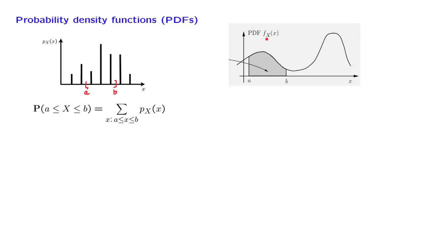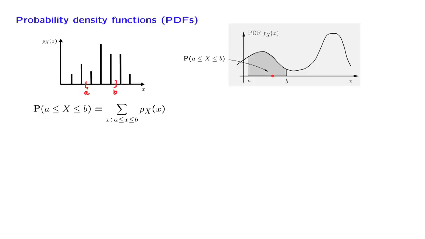We use the probability density function to calculate the probability that X lies in a certain interval, let's say the interval from A to B. And we calculate it by finding the area under the PDF that sits on top of that interval. So this area here, the shaded area, is the probability that X takes values in this interval.